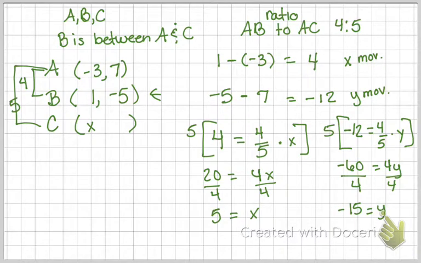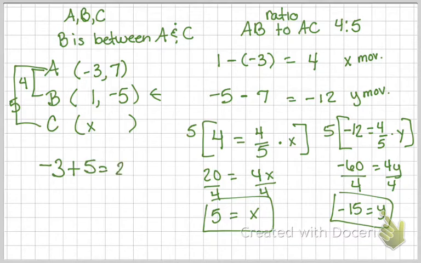All right, so now that you know how far you move for your x's and how far you move for your y's, you're now going to use that to find out your C values. So you start with your A. So your A for your x was -3. You're going to add your 5, so that is 2. For your A, your y was 7, and you have -15, and that gives you a -8. So your point is 2, -8.